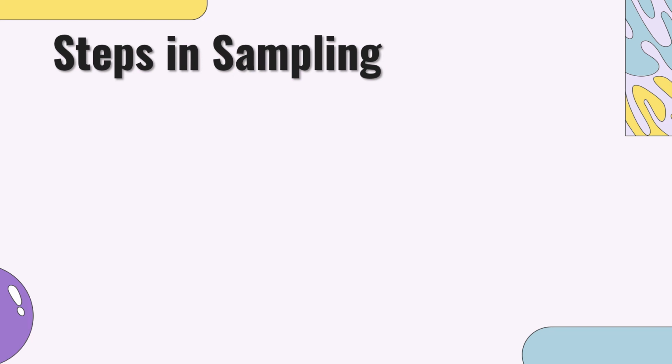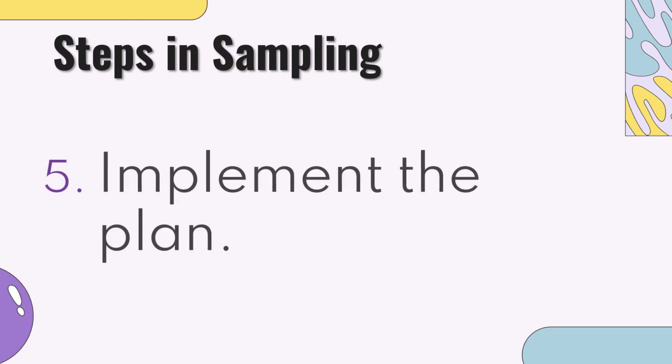The last step is implement the plan. If you follow the steps correctly, with a little help and guidance, you can now implement your sampling techniques and select participants that can be a part of your research. It is important to take note of all the details because you need to write it down in your research paper.